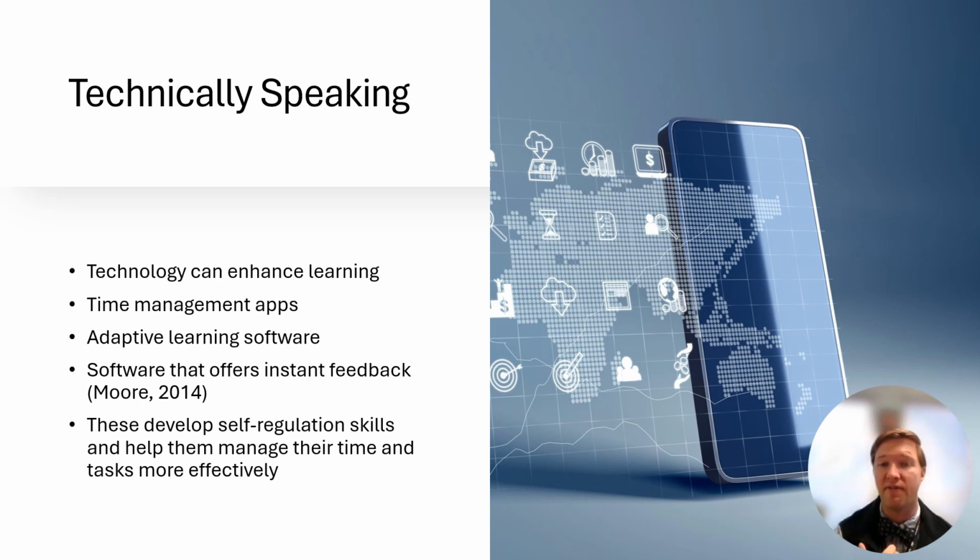Things like adaptive learning software can be helpful because they provide individual support and offer instant feedback to what the student's doing. So when we're looking at instructors, we should integrate these resources into their teaching to help students develop self-regulation skills and manage their time and tasks more efficiently. So encourage them to use things like apps to help them understand what things are due, how long things may take, their calendars, their reminders, things like that can be an asset for these students.